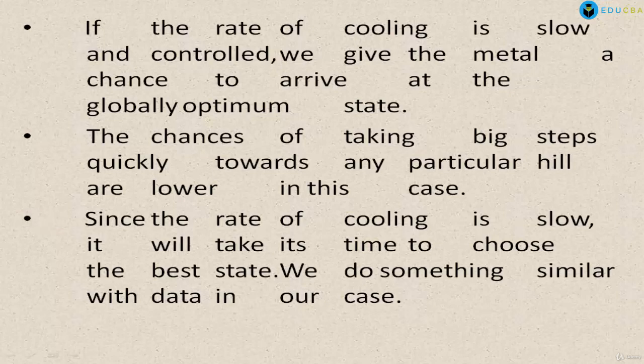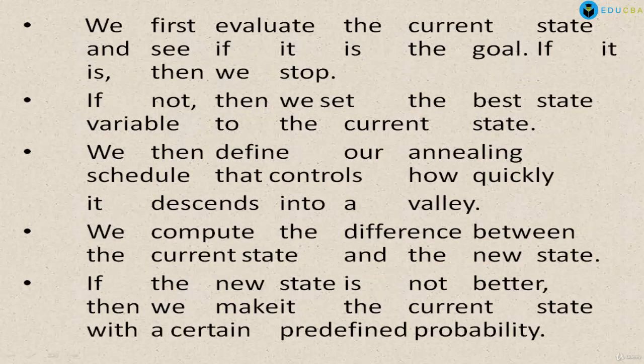So that was the real world example, and we follow the same thing with our data. We first evaluate the current state and see if it is the goal. If it is, then we stop. If not, then we look for the best state relative to the current state. We then define our annealing schedule that controls how quickly it descends into a valley. We compute the difference between the current state and the new state. If the new state is not better, then we make it the current state with a certain predefined probability. So these steps will be followed.